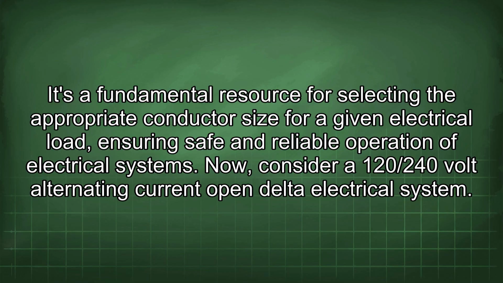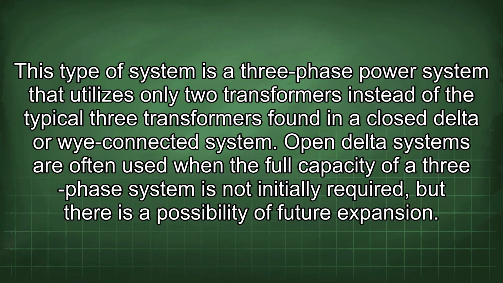Now, consider a 120/240 volt alternating current open delta electrical system. This type of system is a three-phase power system that utilizes only two transformers instead of the typical three transformers found in a closed delta or Y-connected system. Open delta systems are often used when the full capacity of a three-phase system is not initially required, but there is a possibility of future expansion.